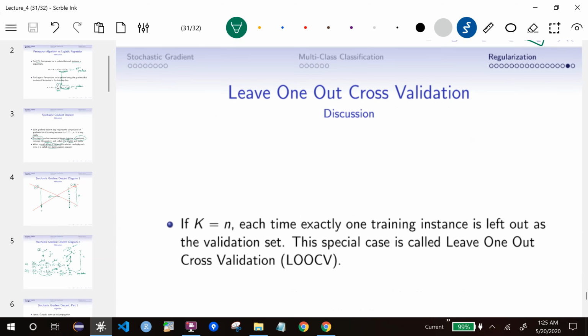And one special version of k-fold validation is when k is equal to the number of samples in the training set. Then each time the validation set contains only 1 point, and this special case is called leave one out cross-validation.